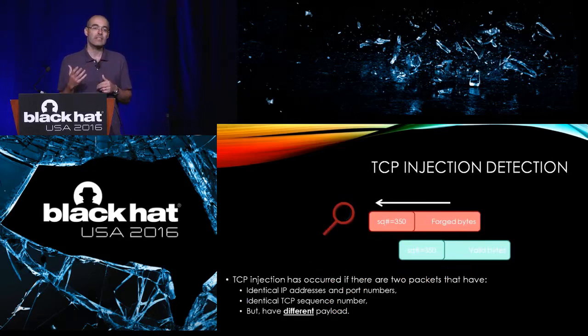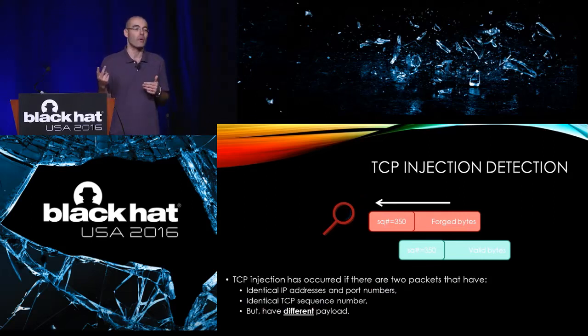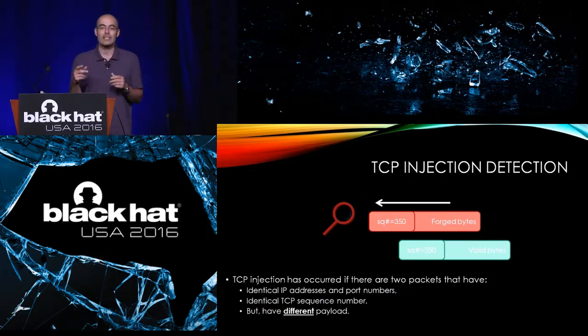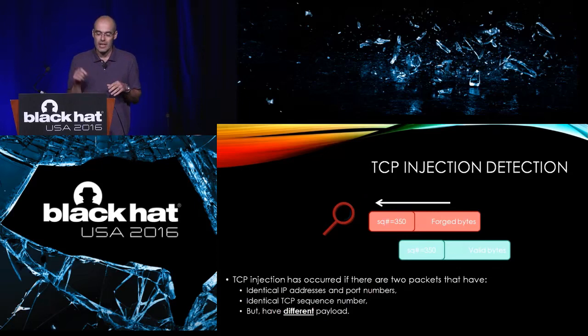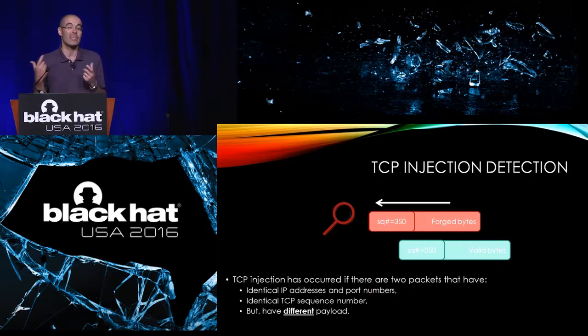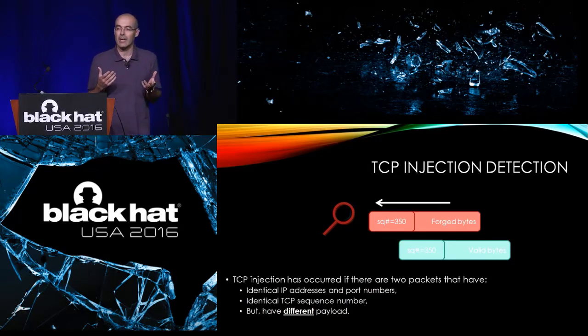And identifying injections is pretty straightforward. We simply identify pairs of packets that are in a race, meaning two packets in the same session that have the same sequence number but a different payload. This is a crucial thing, a different payload. This event should not happen in a normal TCP session at all. And if two packets having the same sequence number carry a different payload, then this is very indicative of a TCP injection attack.